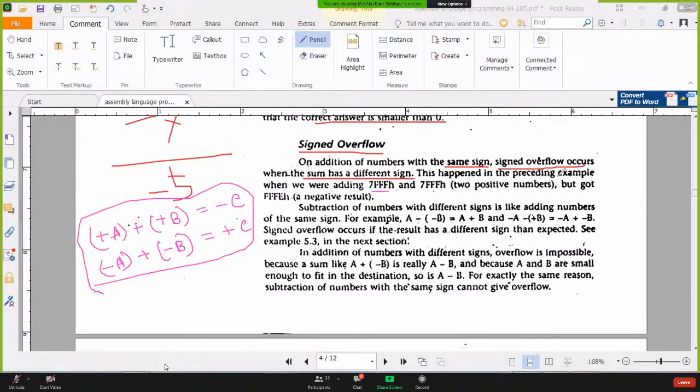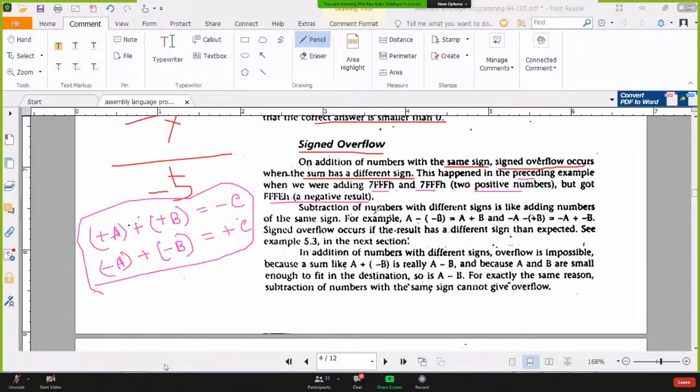So this happens in the preceding example, when we added 7FFF hex and 7FFF hex, two positive numbers, and got a negative result. Okay, so that is the shortcut trick. So now addition is complete. Now let's talk about subtraction.